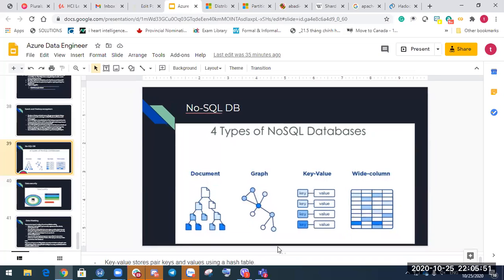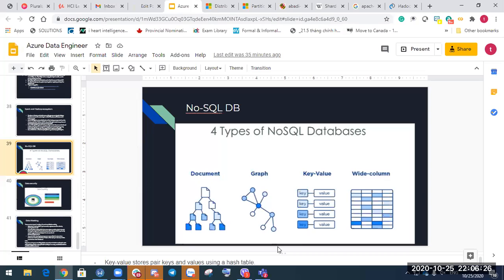So there are 4 types of NoSQL database. You have document. Remember when I talked about key value, right? It is very similar to the hash table concept, where you have a pair of key and value used together. To extend that is a document database, where you also take the key value concept to link the documents together in a group of collections.